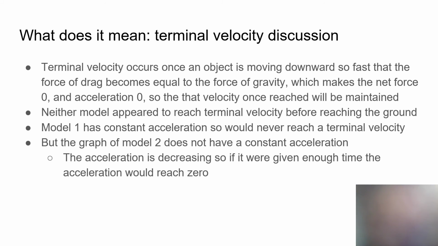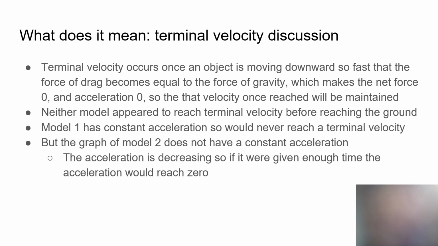To move on to the first discussion question, terminal velocity occurs when an object is moving downward so quickly that the force of drag becomes equal to the force of gravity, which makes the net force 0 and the acceleration 0. Once that velocity is reached, it'll be maintained. Neither model appeared to reach terminal velocity before reaching the ground.